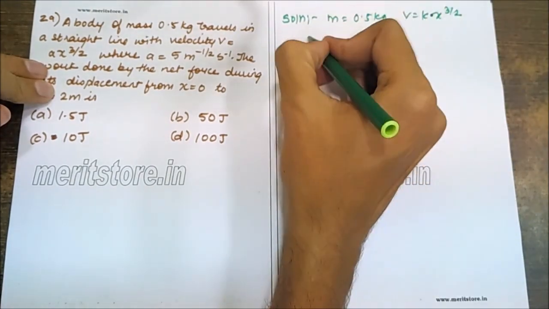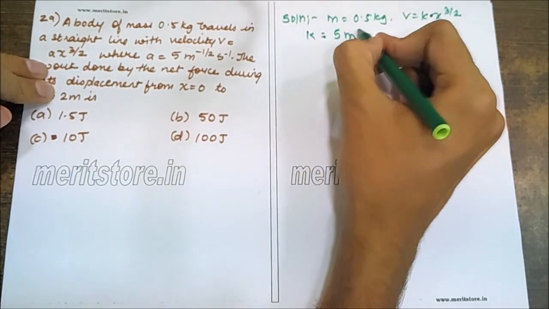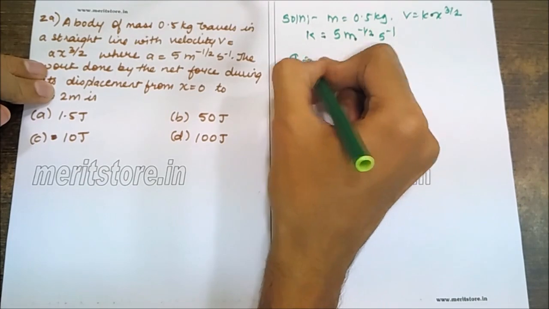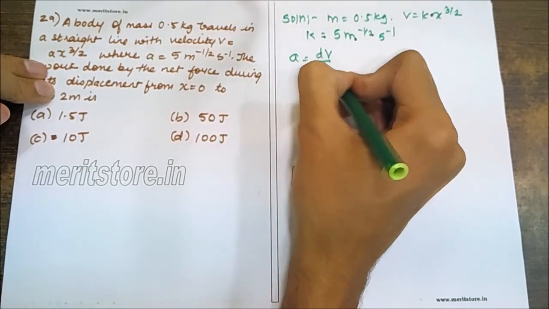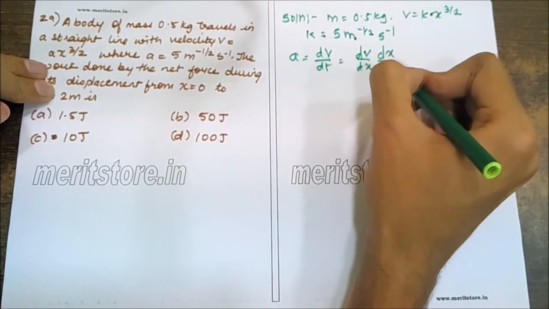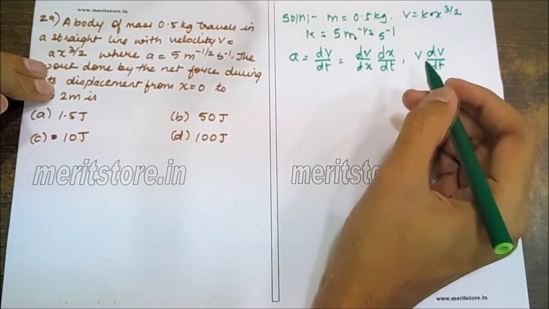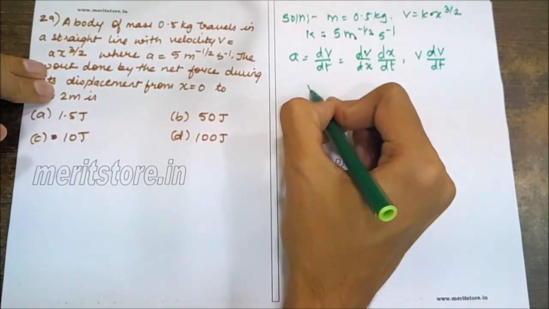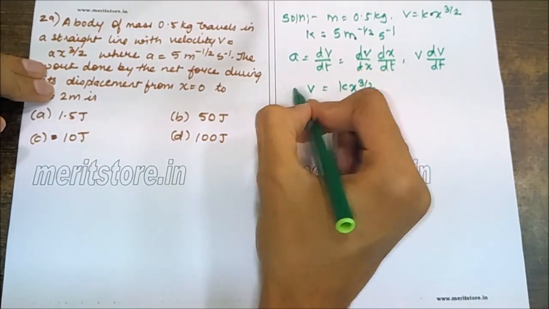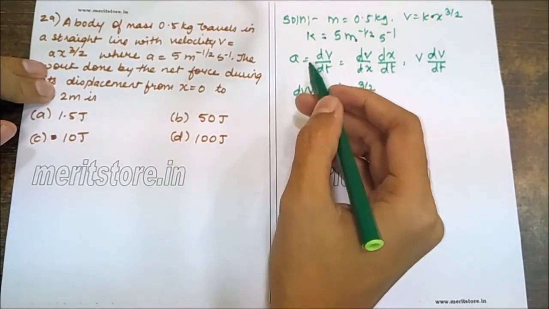Where k is equal to 5 meter to the power half per second. Okay, so we know that acceleration a is equal to the change in velocity upon time. Also velocity is the change in displacement upon time, so we can write a is equal to v dv by dx. Now we differentiate the equation, v equals k x raised to 3 by 2.